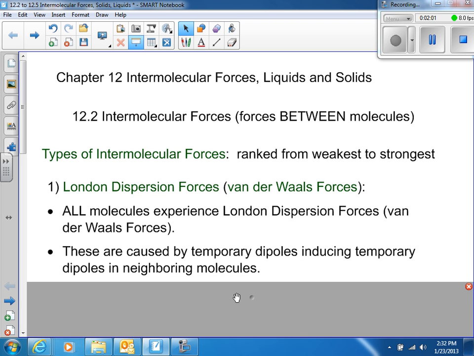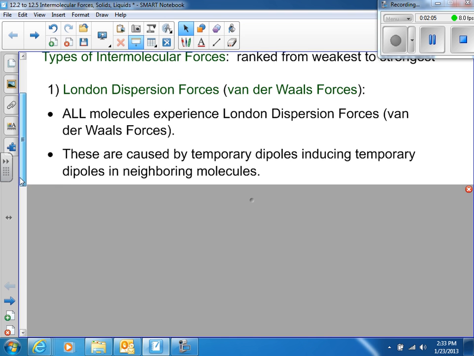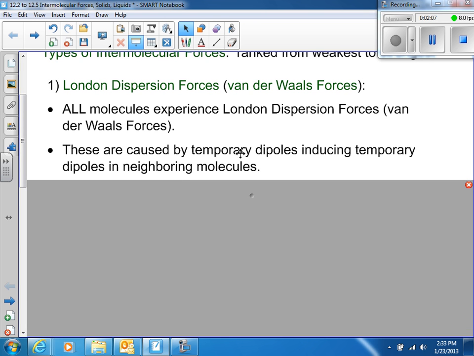What are these dispersion forces? What does that mean? They are forces that are caused by temporary dipoles in a single molecule. So a single molecule might have a temporary dipole, and I'll explain in a minute how that happens. And these temporary dipoles induce temporary dipoles in neighboring molecules.